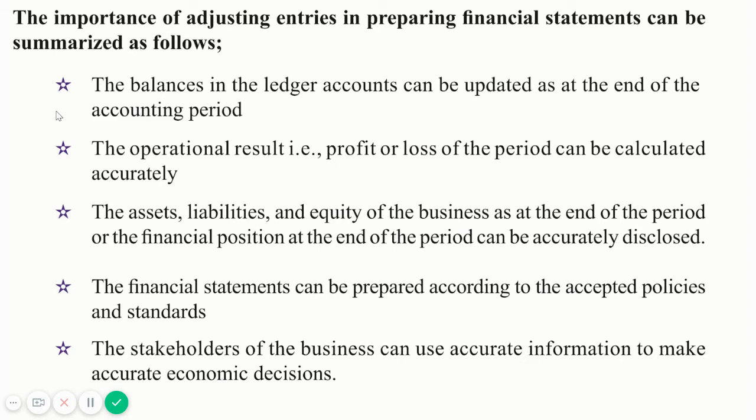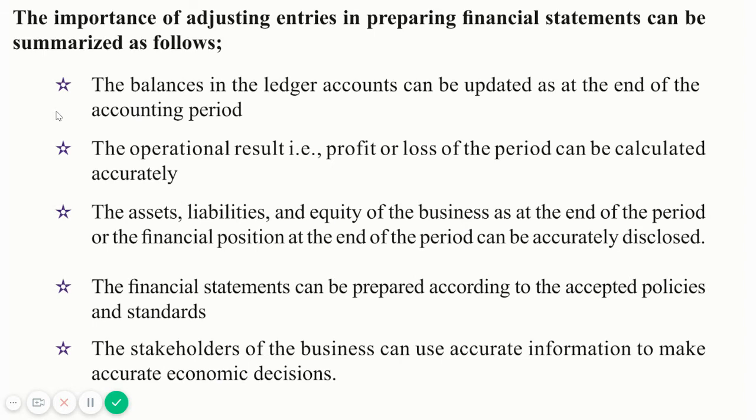So therefore, that is one importance. The second one, the operational results or the profit or loss of the period can be calculated accurately. Then profit, the operational profit or the operational result will be a relevant and accurate one, as I told you earlier. And the third one, the assets, liabilities, and equity of the business as at the end of the period or the financial position at the end of the period can be accurately disclosed.